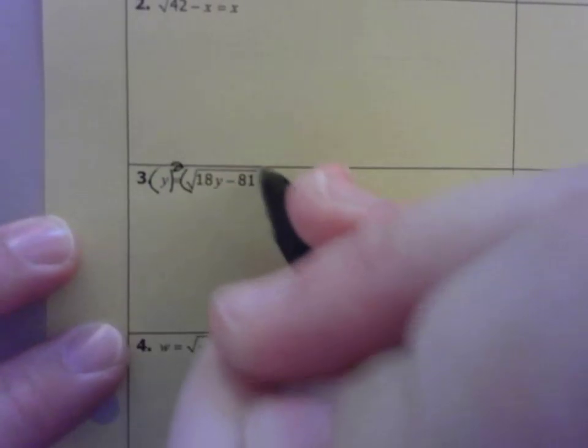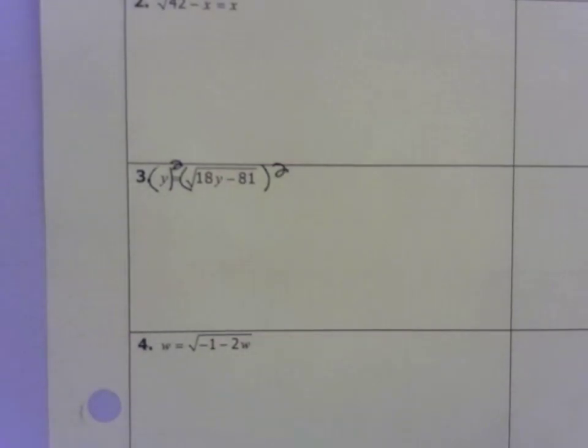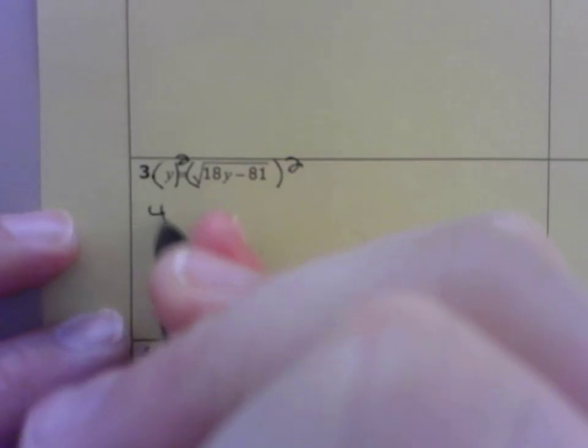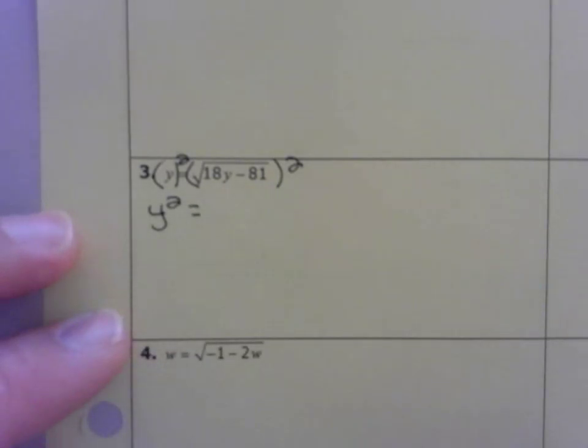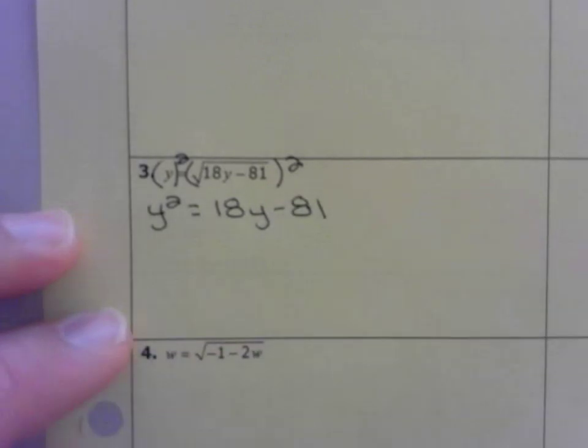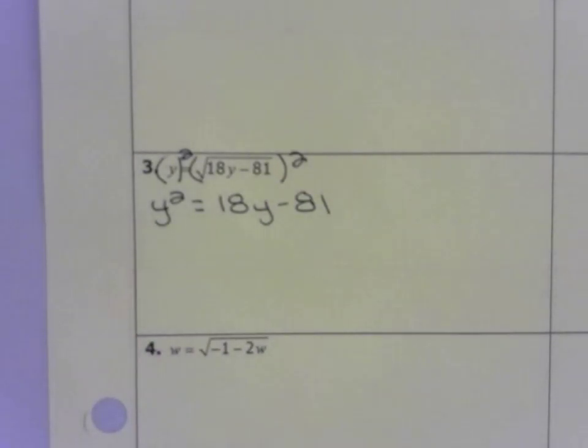You can only square both sides if the radical is alone. Sometimes it will already be alone, so you don't have to move numbers around before you square, like in this case. So we are going to square both sides. My left side will be y squared. Your right side, 18y minus 81. Correct. So this is exactly like Wednesday. When you square a square root, the square root and the square cancel, so you're left with whatever's on the inside. Now, here's where it gets different.